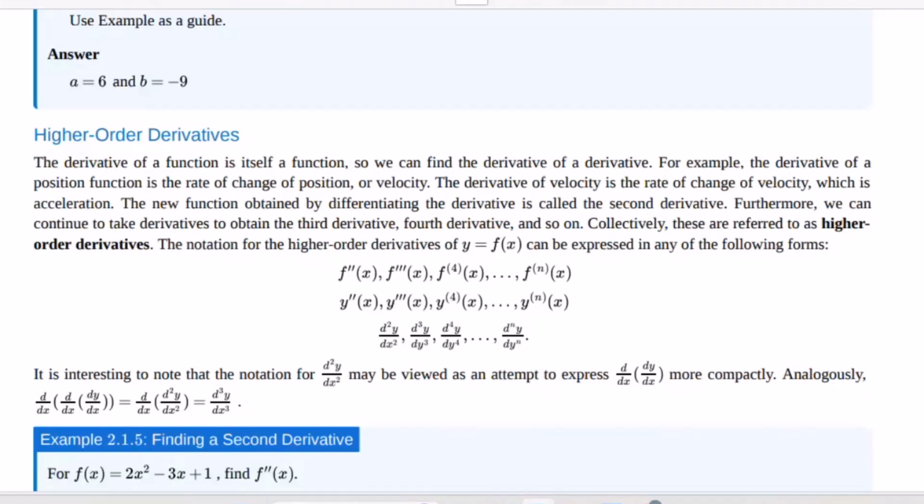f double prime of x is equal to the limit of f prime of x plus h minus f prime of x all over h as h approaches 0. Are we together? I'm with you, sir. Are you done with this one? I'm also done.